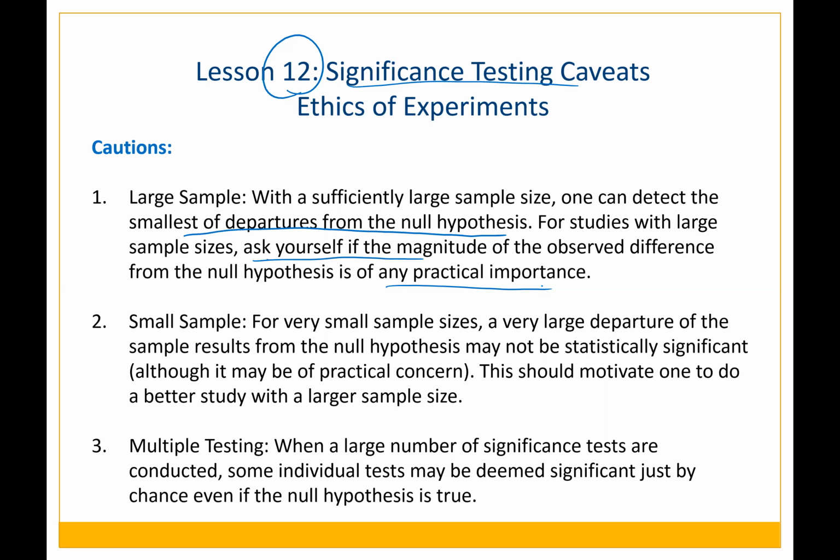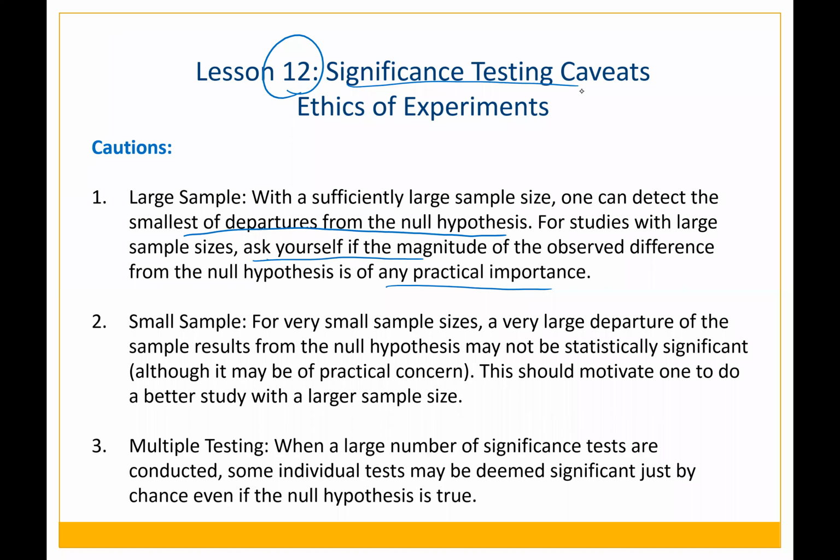Then the second rule is the small sample rule. It's saying that for very small sample sizes, a very large departure of the sample results from a null hypothesis may not be statistically significant, because maybe the sample is biased or it's too small to make any practical conclusion. This should motivate one to do a better study with a larger sample size.